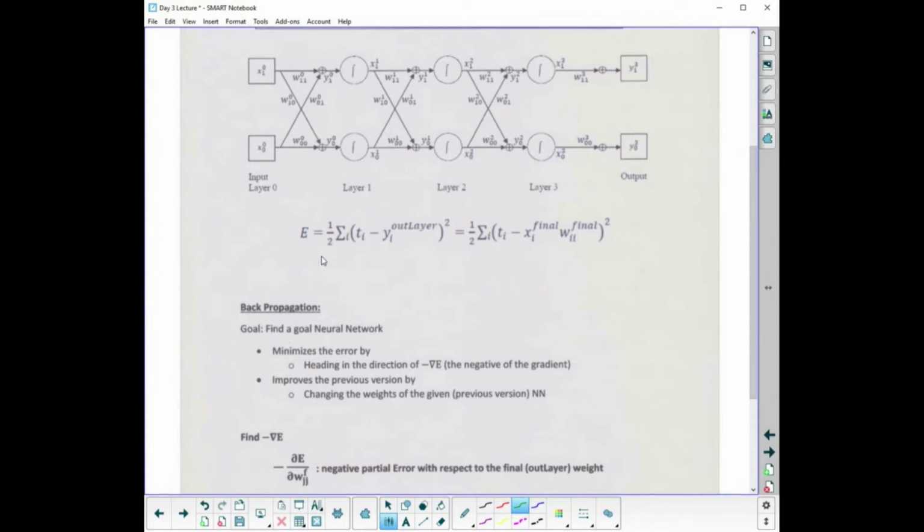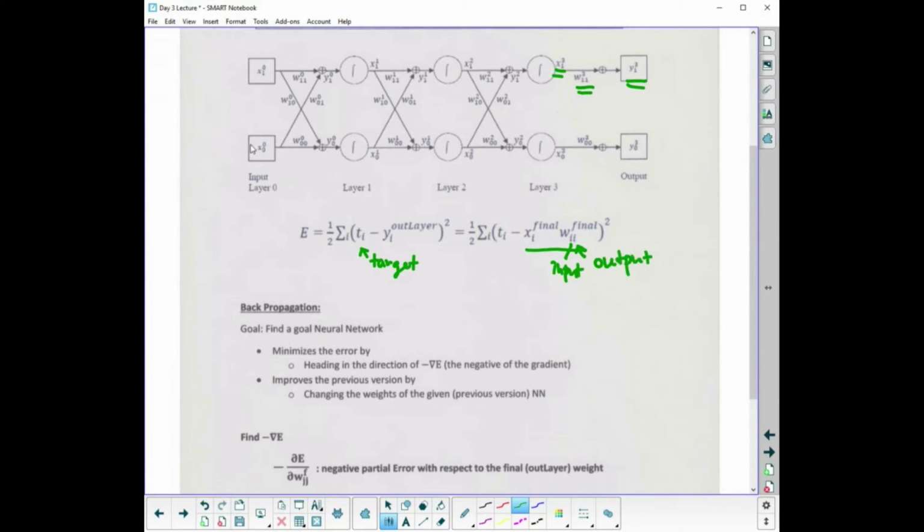Then the error equation is still the same, 1/2 times sigma of target value minus the final output, squared. So you can also say the final output is the final output of the recent node times the final wire. So you can also rewrite it as x_i final times weight_ii final. So this ii means the first one is input, the second one is output.